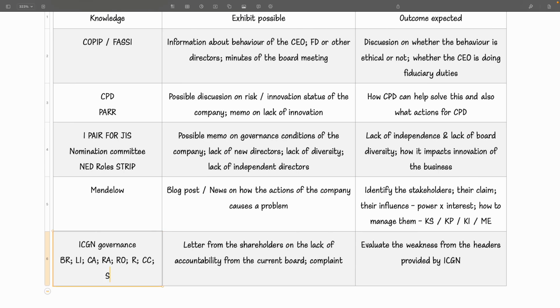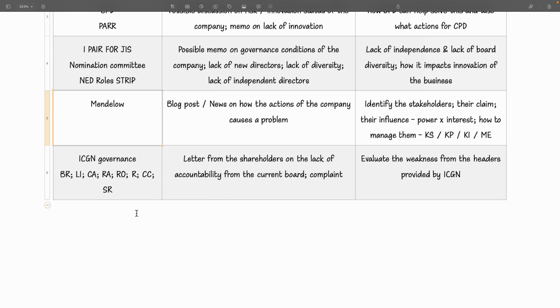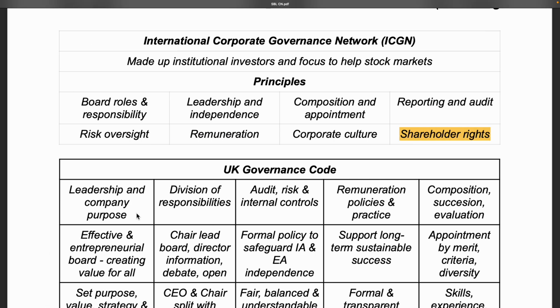Okay. So you may need to think about these words when you are asked to evaluate the corporate governance. You put a header, board responsibility, okay, leadership. Just put the headers inside and then you talk about one by one.